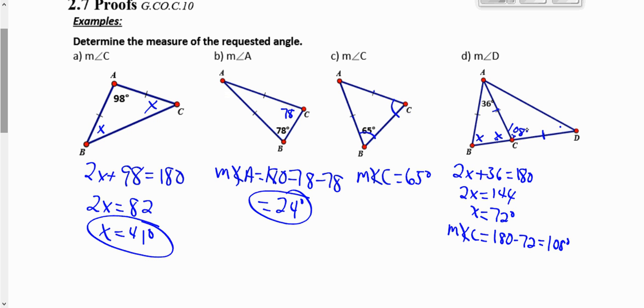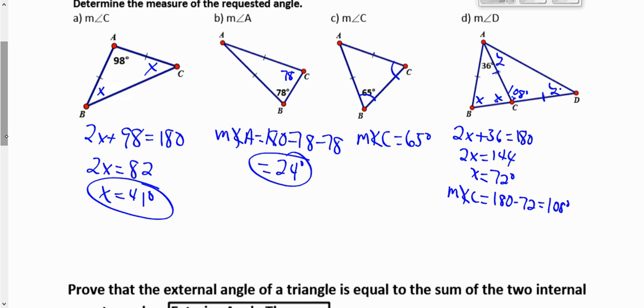All right, so now I don't want to use x again, so I'm going to call this y and y. What's the equation? I call these angles y and y. Give me the equation. 2y plus 108 equals 180. What does 2y equal? Let's see, 180 minus 108 is 72. What's y equal? 36 degrees. There we go. Okay?